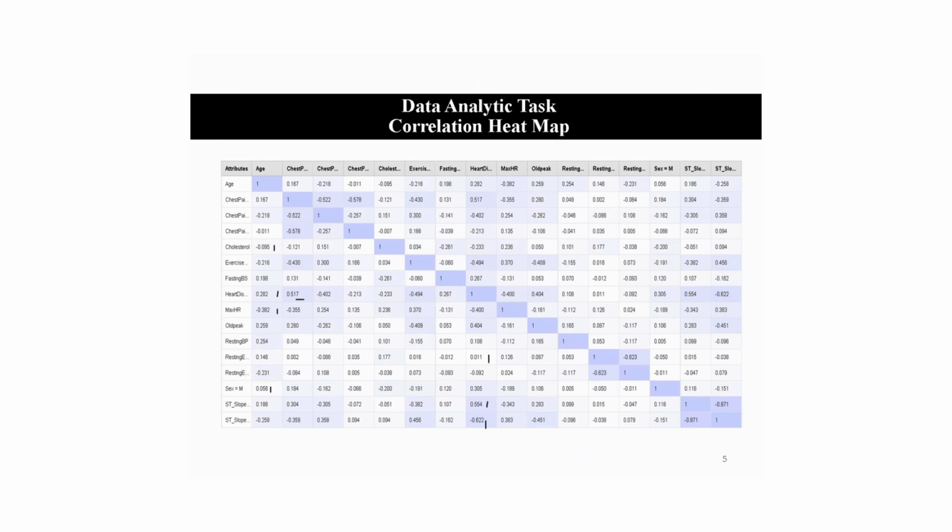First, ST slope down versus heart disease. It is negatively correlated, with minus 0.6222. The next one is ST slope up versus heart disease, with 0.0554 correlation, and the next one is chest pain versus heart disease, with 0.517 correlation. The next, a moderate one, is age versus heart disease, with 0.282 correlation.